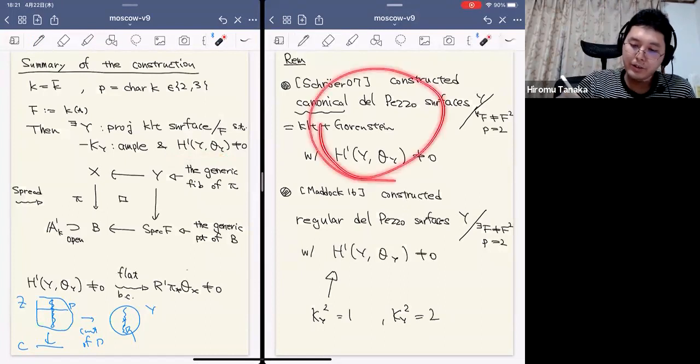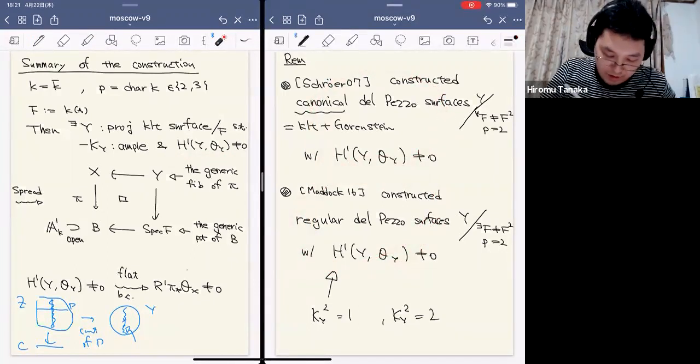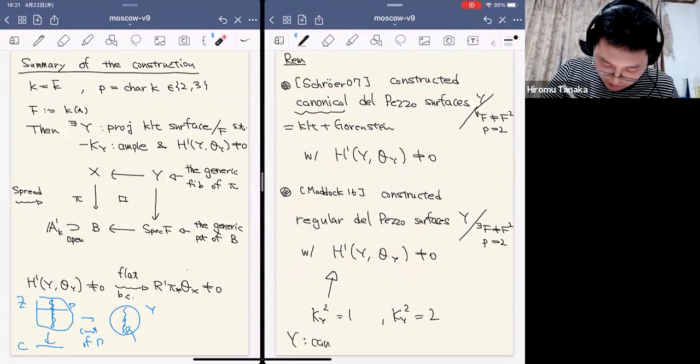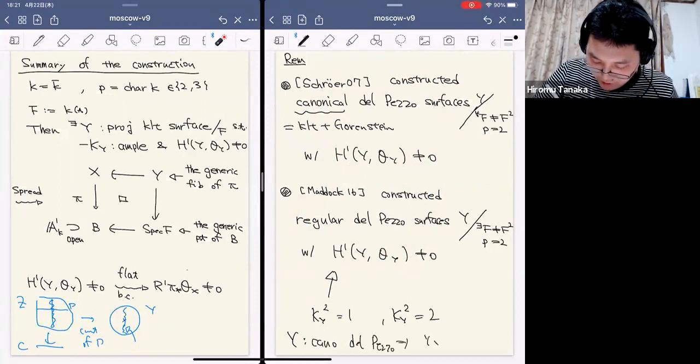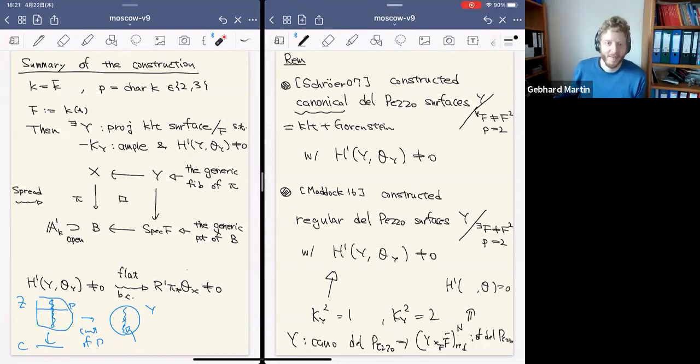Actually, these are geometrically non-normal because of this result: if we have a canonical del Pezzo surface, then if we take the base change, take the reduced structure, and further take normalization, then this is of del Pezzo type, which at least implies the first cohomology is vanishing. So it's impossible to find such an example for the canonical case.